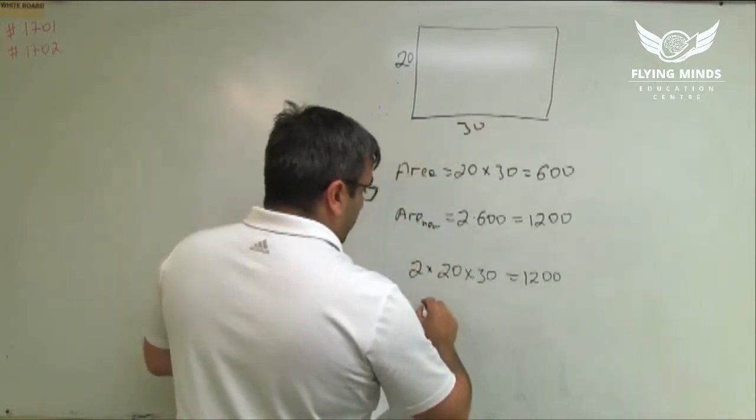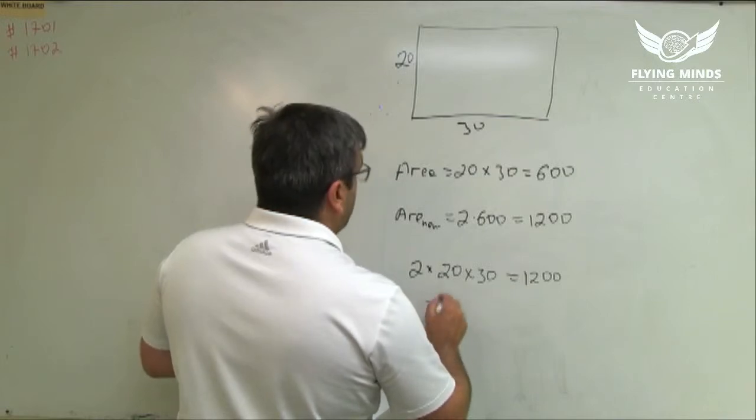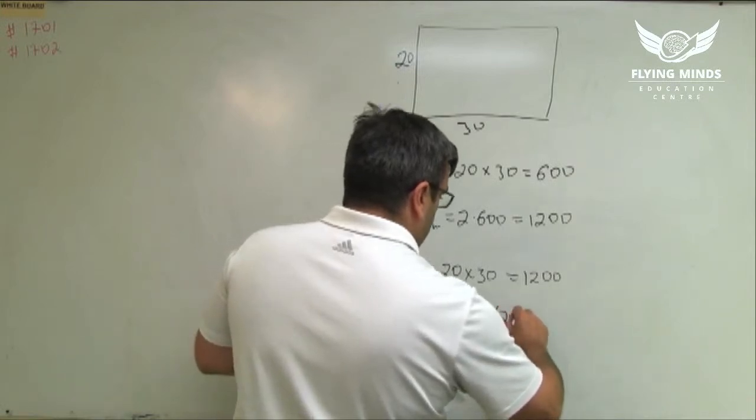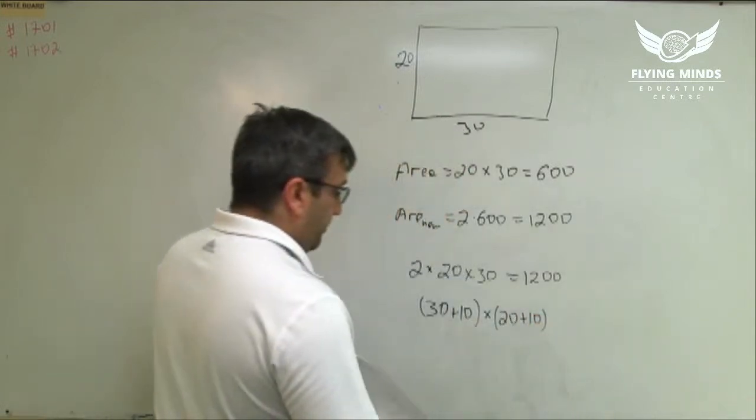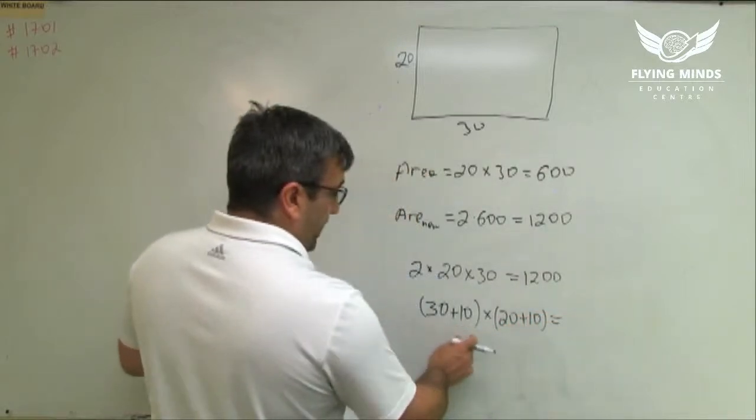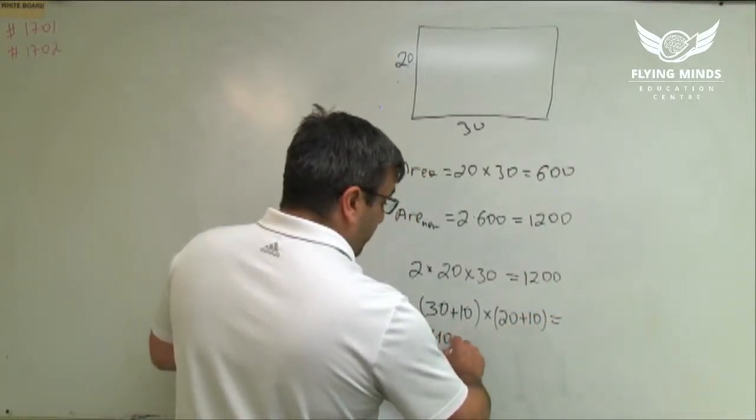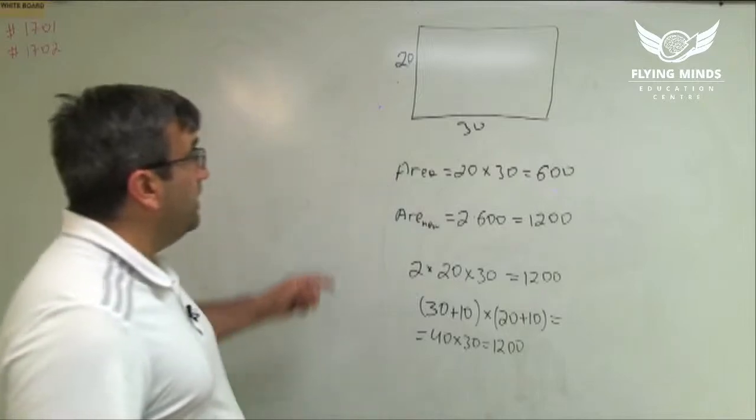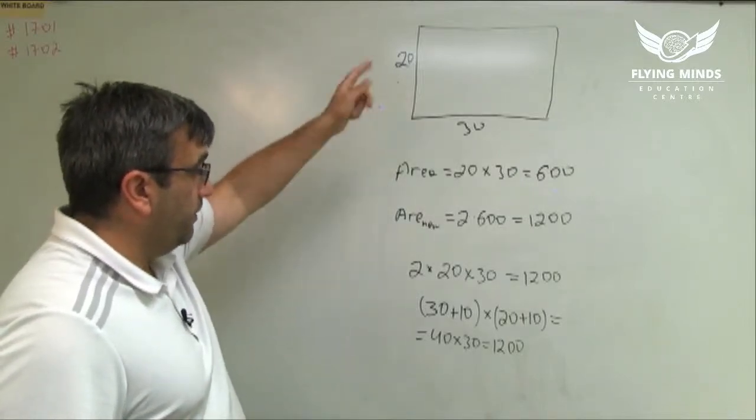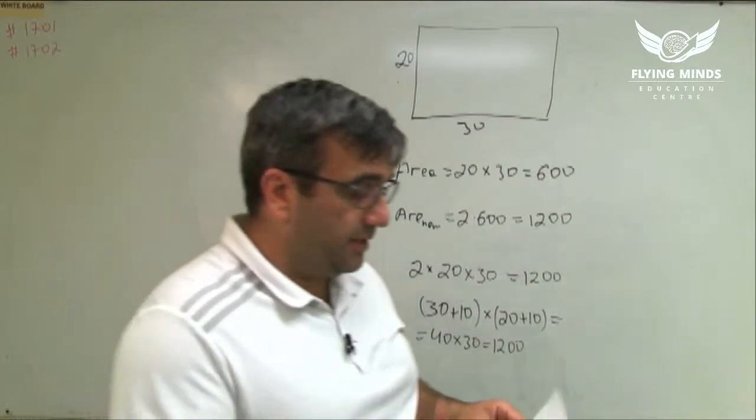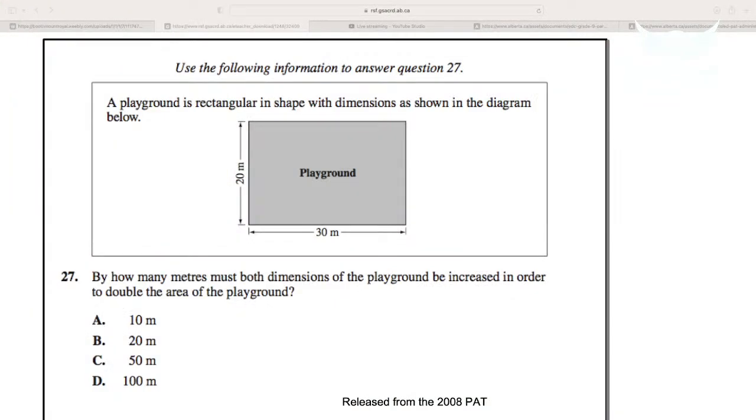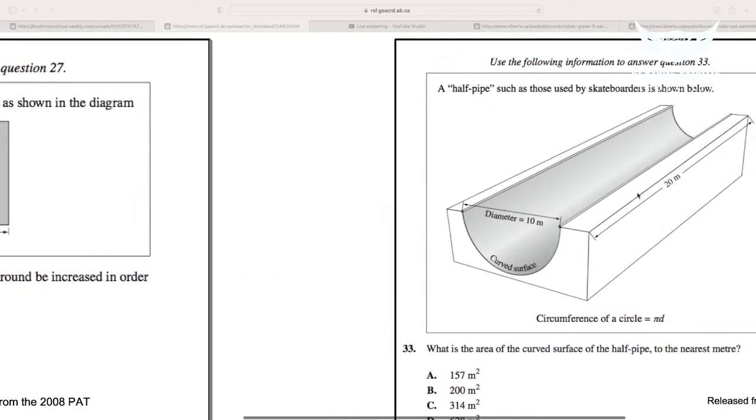So what we get is 30 plus 10 times 20 plus 10, right? And what do we get? We get 40 by 30, right? Which gives us 1200. Right, so we need to increase both sides by 10 meters. By 10 meters.